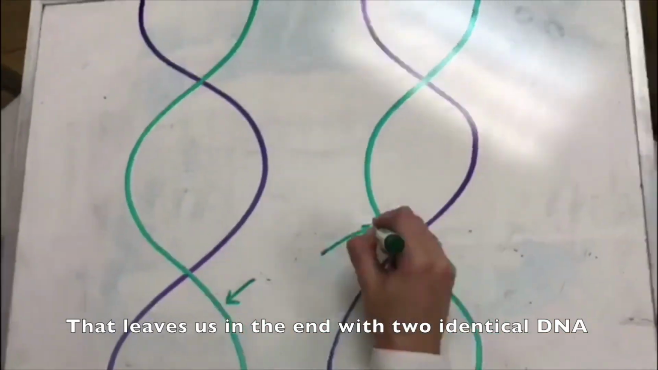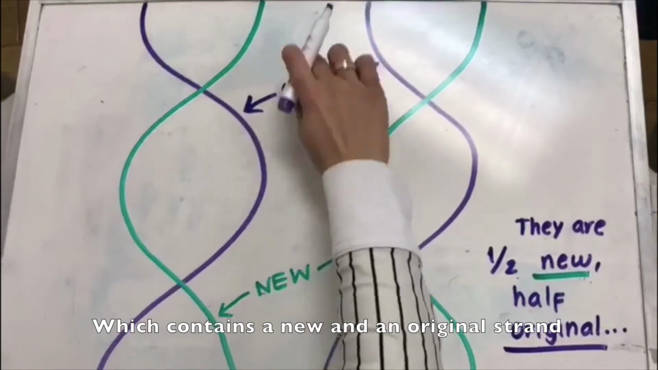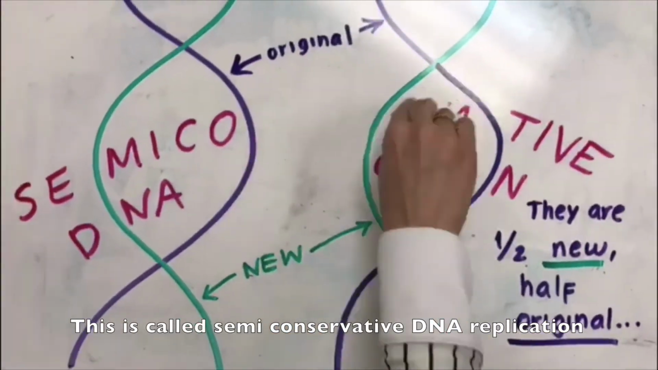That leaves us in the end with two identical DNA molecules, each containing a new and an original strand. This is called semi-conservative DNA replication.